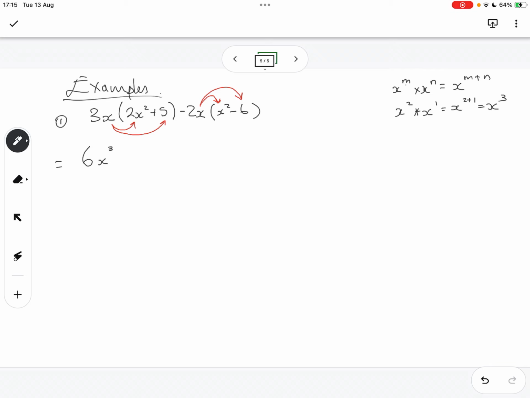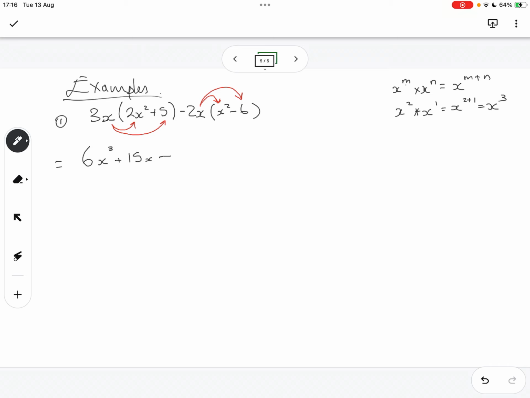Yes. Then we take 3x and we multiply it by 5. And what does that give us? 15. Okay, positive 15. Yes, but is that everything? What happens to the x? It's just x, but remember it's not multiplying anything, so it's just 15x.